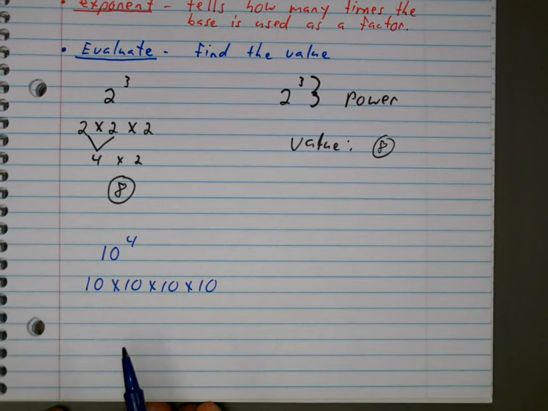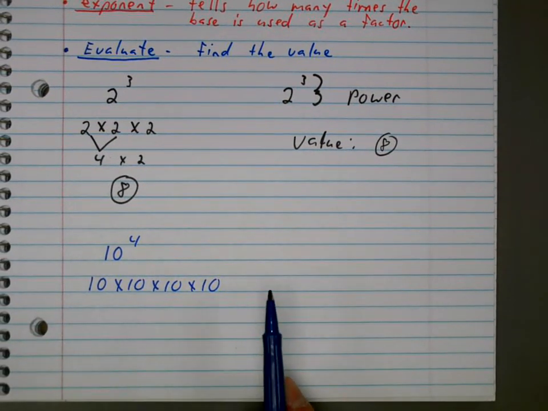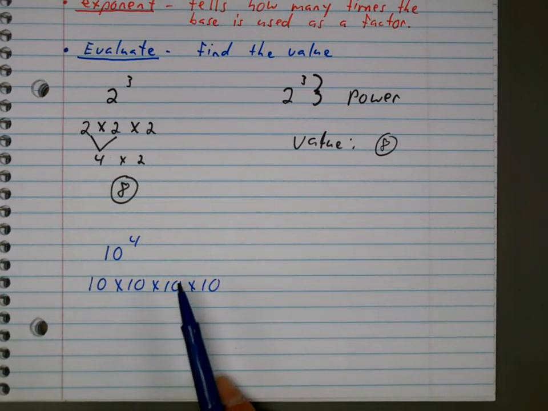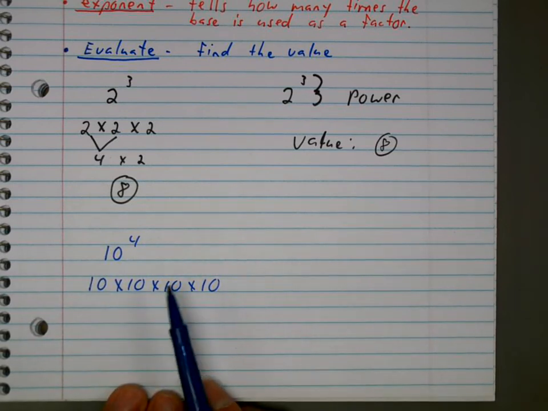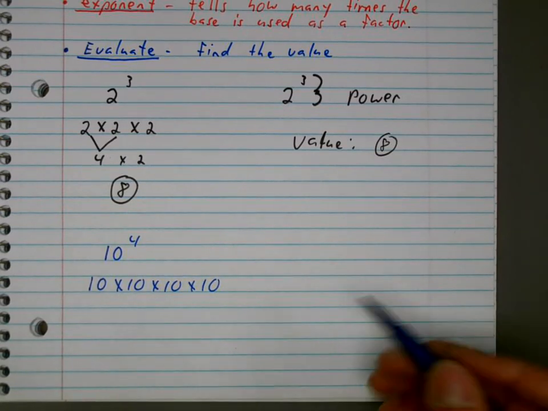Now, the great thing about doing it with base 10 systems is that we don't have to write this out in a multiplication format and do, all right, 10 times 10 is 100. All right, 100 times 10 is 1,000. All right, 1,000 times 10 is 10,000. We don't have to write this all out.